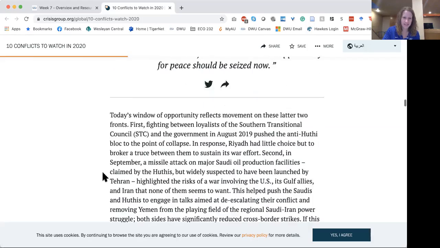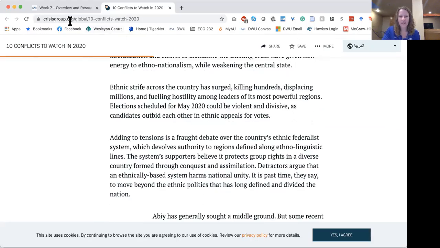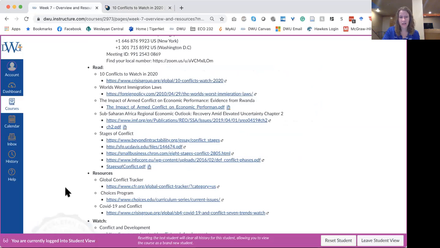So we've got Afghanistan, Yemen, Ethiopia. They do this every year in December, so soon, within the next couple of weeks, 2 to 3 weeks, I would guess they're going to come up with their 10 conflicts to watch in 2021, so be watching for that.